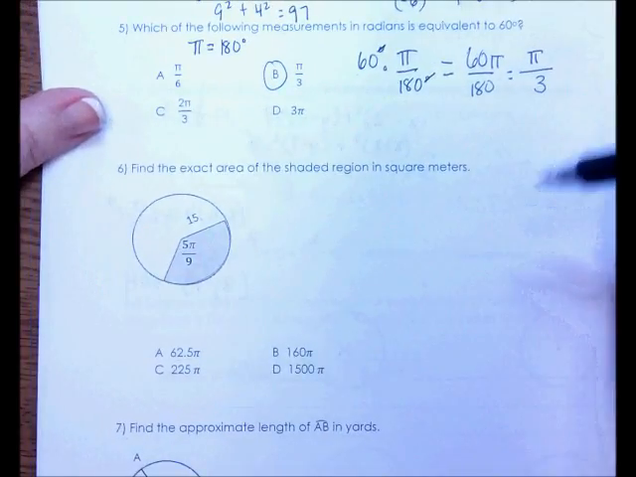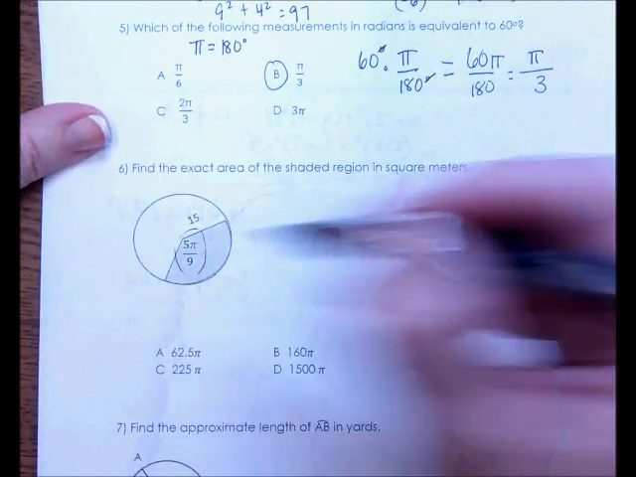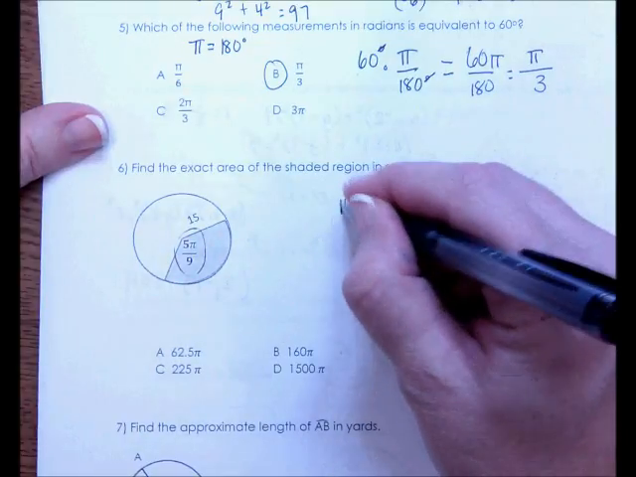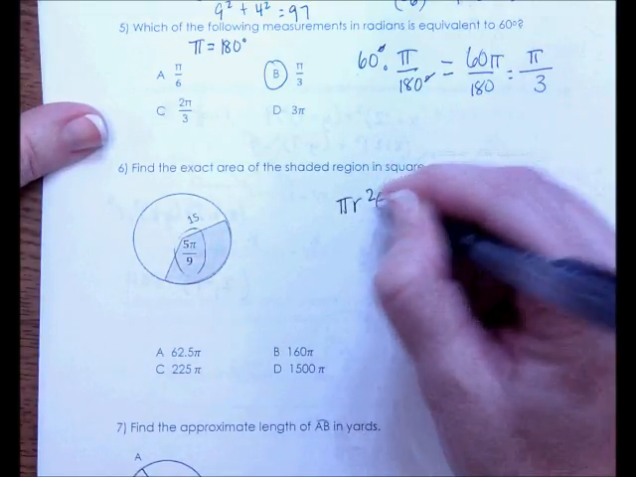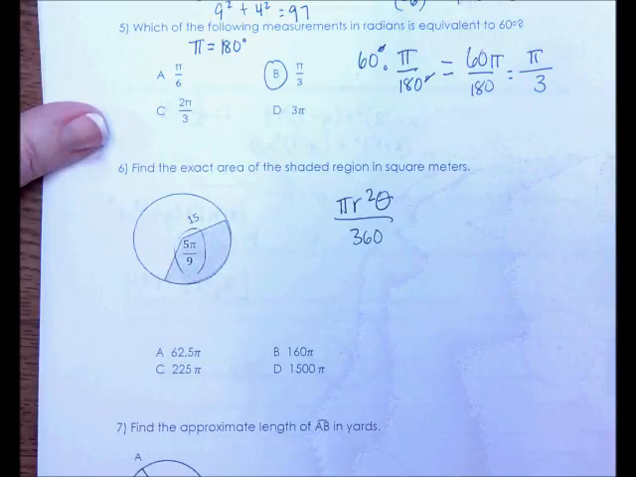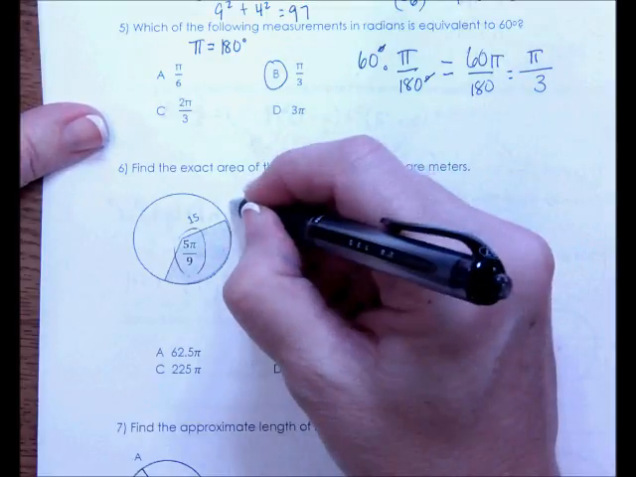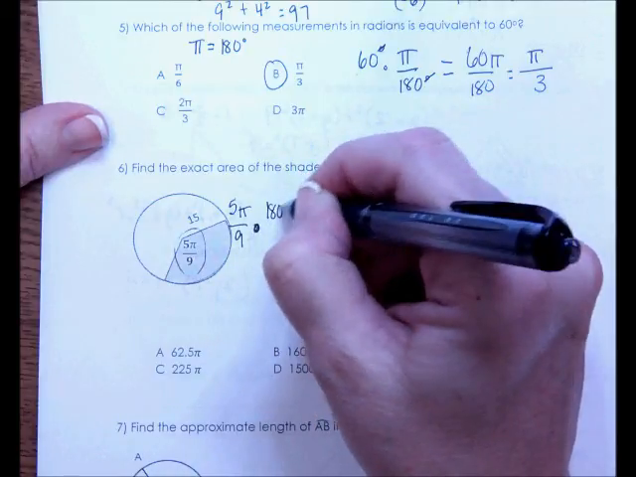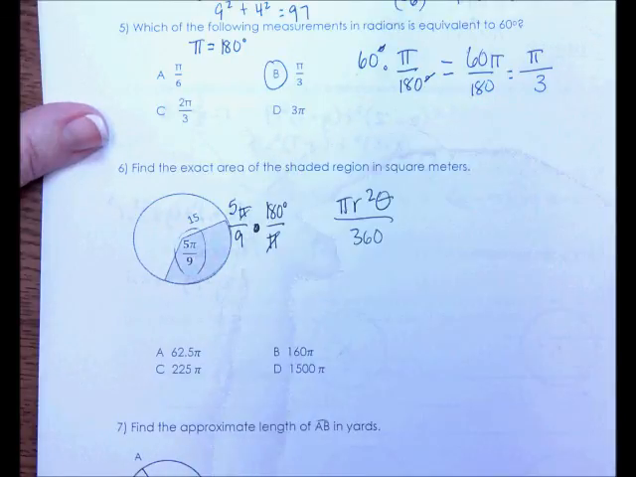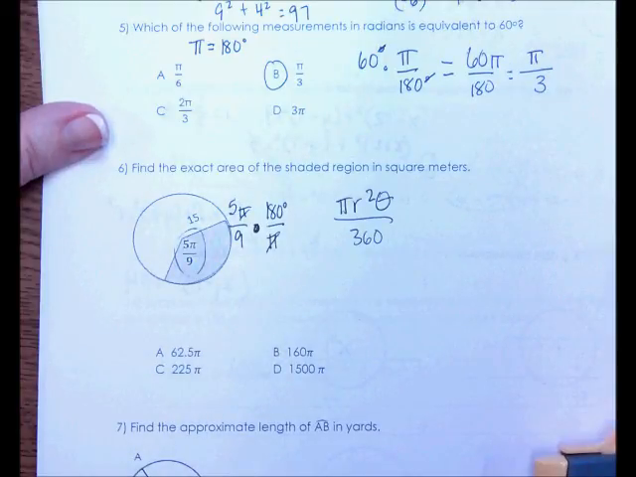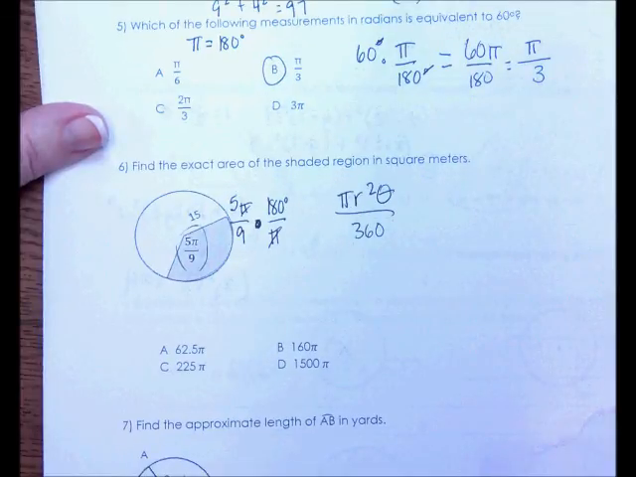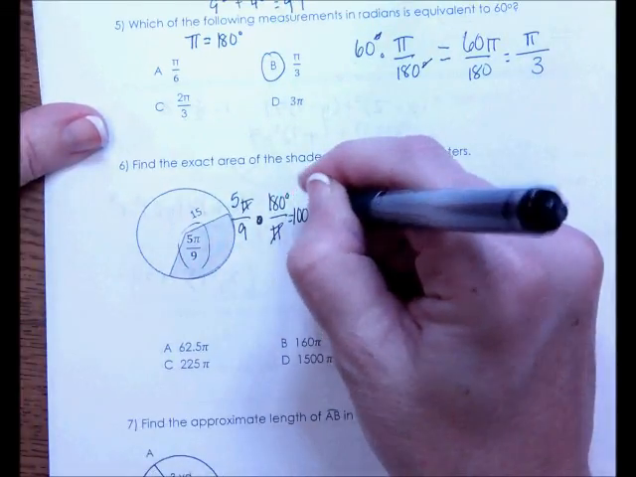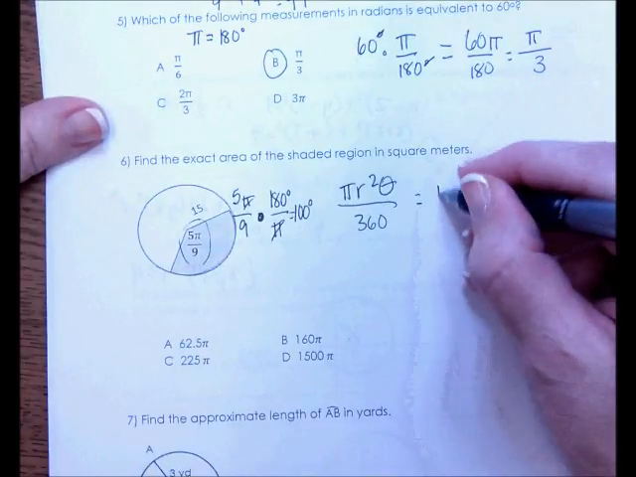The next one, number 6, it says find the exact area of the shaded region. But it's in radians, and in my formula, which is pi r squared, the area of a sector, theta divided by 360, theta is in degrees. So I have to take 5 pi over 9, and I have to multiply it by 180 divided by pi. And so I use my calculator, and I say 5 times 180 divided by 9, and find that my degrees is 100 degrees. So then I plug it into my equation.